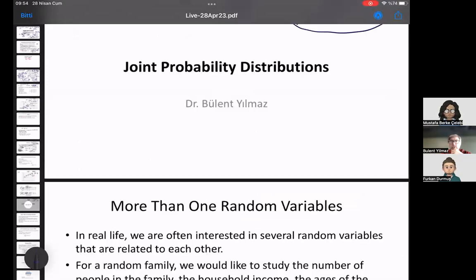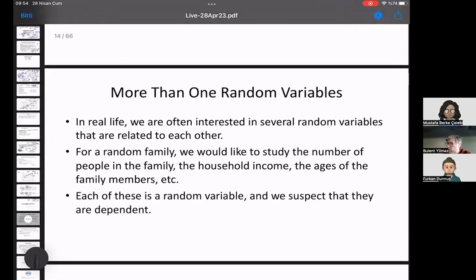Now we will continue with joint probability distributions. What does joint probability distributions mean? We might have more than one random variables, okay? And they can be related to each other. They can affect each other. For example, for a random family, we would like to study the number of people in the family, the household income, the ages of the family members, right? So these are all related to each other and they are dependent, okay? They are dependent. That means they are related to each other.